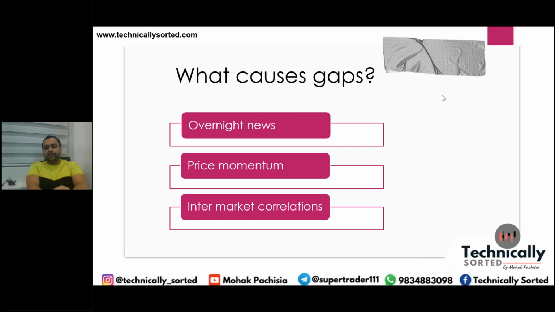Point number two is price momentum. So it may not be due to overnight news. It may be so that there is an existing trend in the market, an existing trend in a particular stock. Maybe there is no news at all, and the price momentum is already on the charts. We can clearly see that, say, for example, the price of Tata Steel has broken out from a certain resistance point. Now, that breakout has happened in the previous day, continuing the strength and the high momentum and the high participation, where buyers are coming in and ready to bid higher prices for the stock.